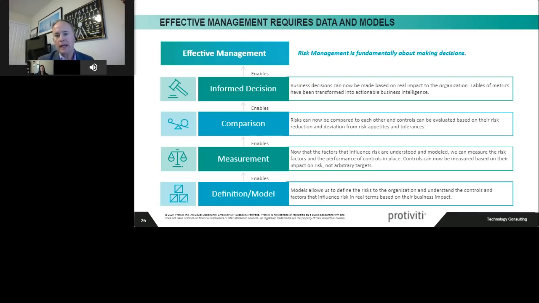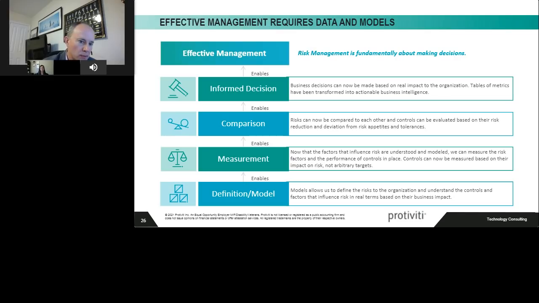One thing I don't want to lose sight of, and this is really fundamental: risk management is all about making decisions. And so if we start from what we call the bottom of the stack, you first have to have some kind of model or definition. It allows us to model and define risks and do it in a consistent and repeatable manner.